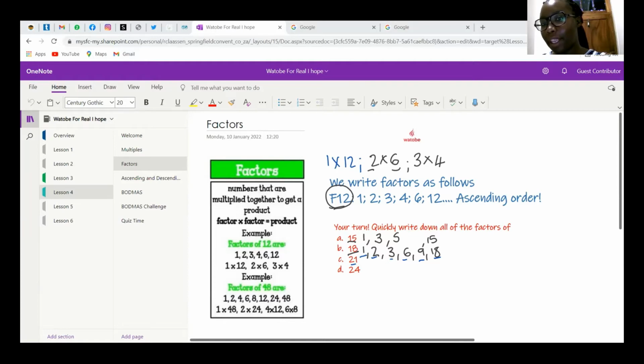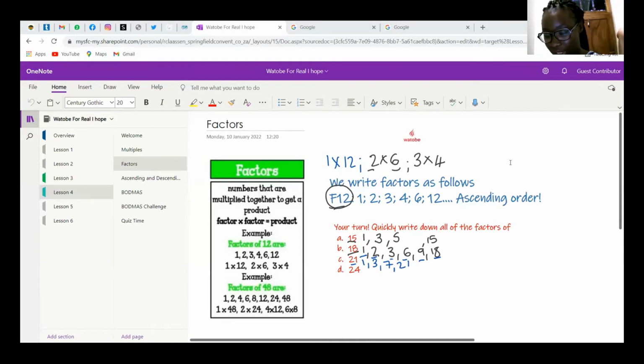Simanye, are you ready? Can you give me the factors of 21? Should I give you all of them or only one? All of them. I said 1, 3, 7, and 21. Do you think you missed any of them? No, ma'am. Are you sure? Yes, ma'am. Okay, guys, the maths never lies. You are correct. Well done, Simanye.